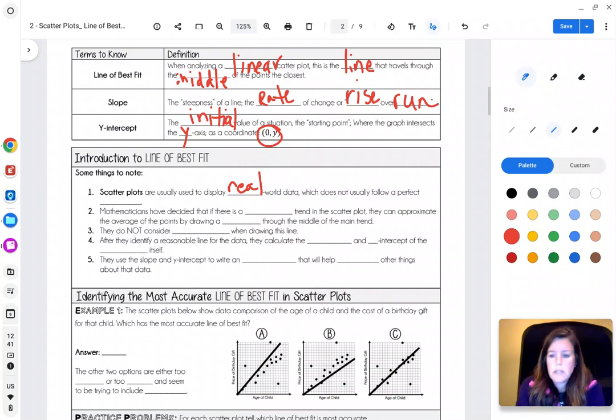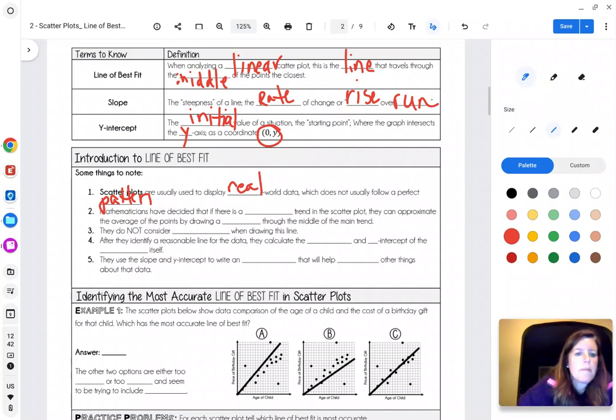Because if you study 0, that test grade is probably going to be kind of low. But if you study a lot, that's going to go higher. So that's kind of what scatter plots are used for. They're used to display real world data, which does not usually follow a perfect pattern. It's not always going to be just straight every dot. You're going to have, maybe up here, down here, up here, down here, but if it's linear, it's going to follow some sort of a pattern, but it's not going to be perfect.